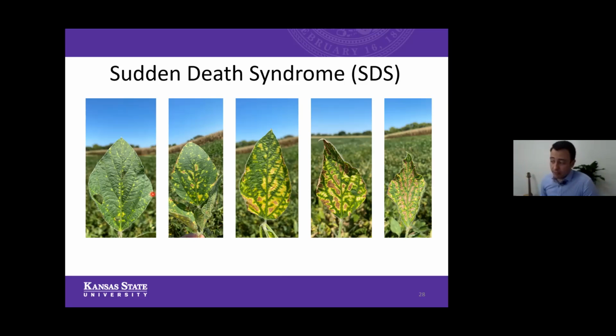So if you're in the field scouting and you see these symptoms, it might be confused with a leaf spot, and you might apply a fungicide to control that disease. However, it will not be effective, because what we're seeing here is not a disease, it's just a toxin that's causing this necrosis.